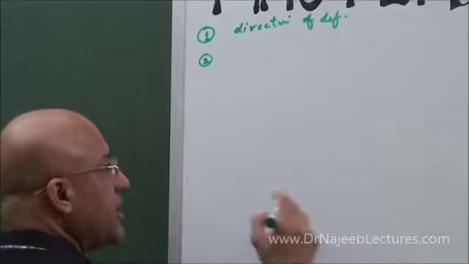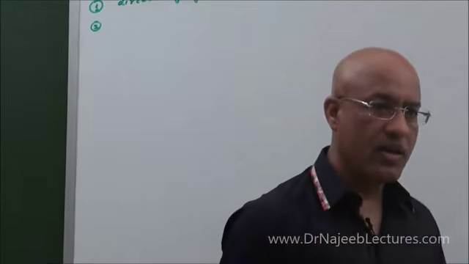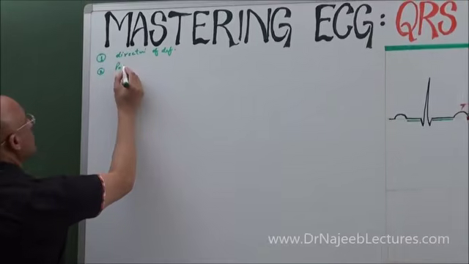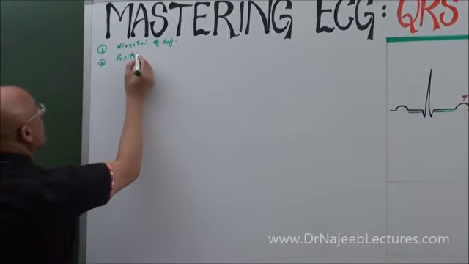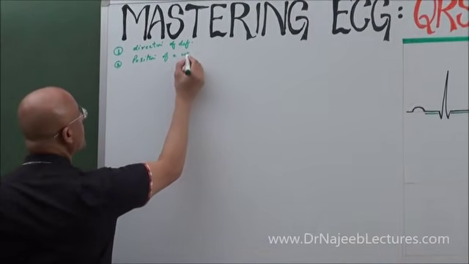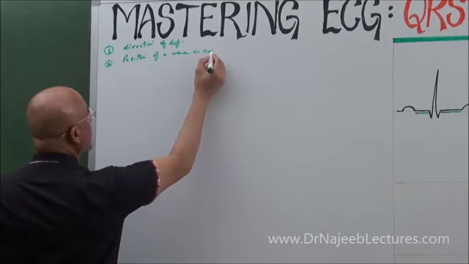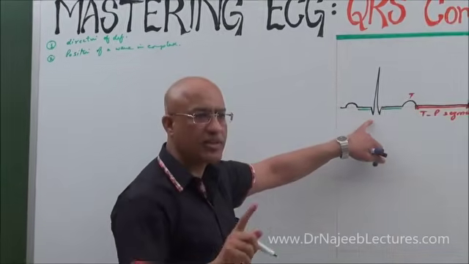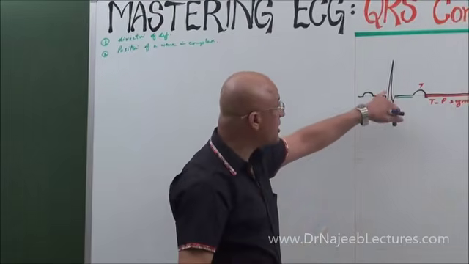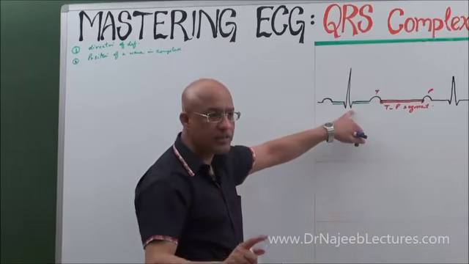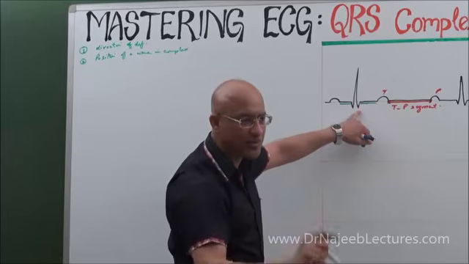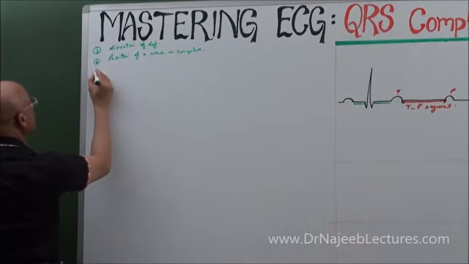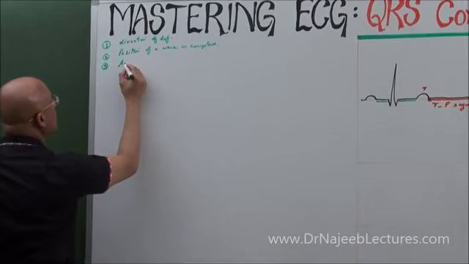Second thing, it also depends on the position of the wave in the complex. As I will tell you, the initial negative deflection is given a different name, but after the positive deflection, if there is a negative deflection, that is given a different name. Is that right? And the third factor which is used in this is the amplitude of deflection.